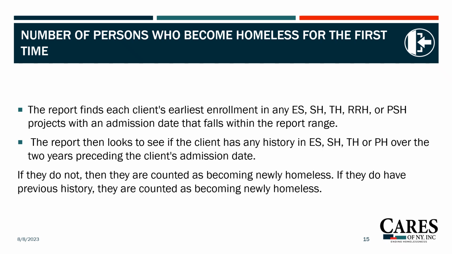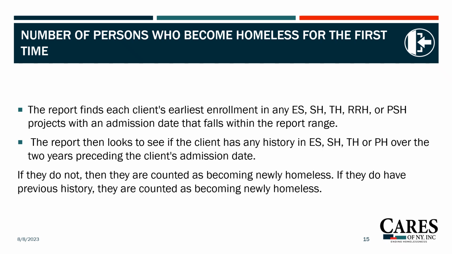Measure 5 is a count of persons who experience homelessness for the first time during this reporting period. To do this, the system looks for a person's earliest admission date into a project and then looks 2 years back to see if there is any record of that same person in any project. If there is a record within this time frame, they will not be counted as becoming homeless for the first time. If there is no record of them being in a project within the 2 years prior, they would then be counted as becoming homeless for the first time.